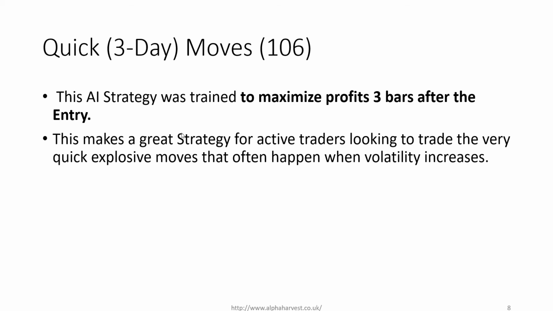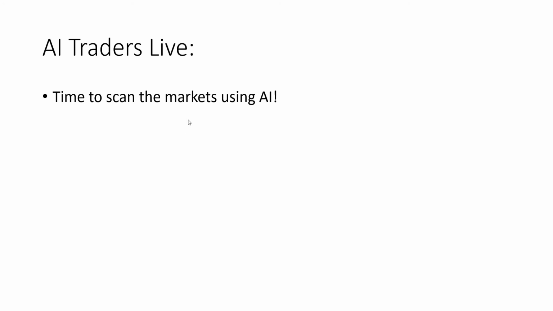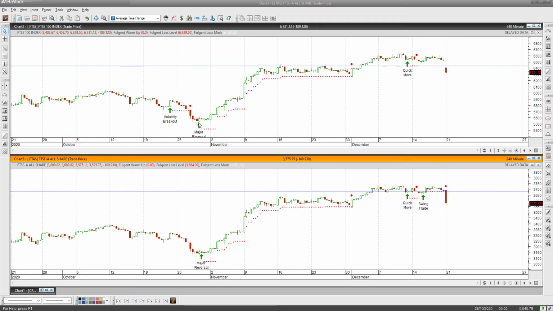And then the last one is quick 3-day moves, where we look for the trades that will stay in a trade for about three bars or so after the AI has identified the strategy. So ideal for options or CFD trading. Okay, back to the screen.